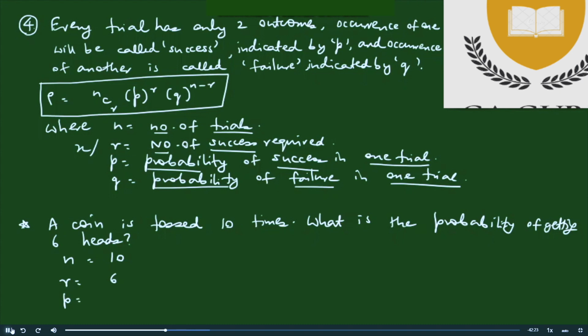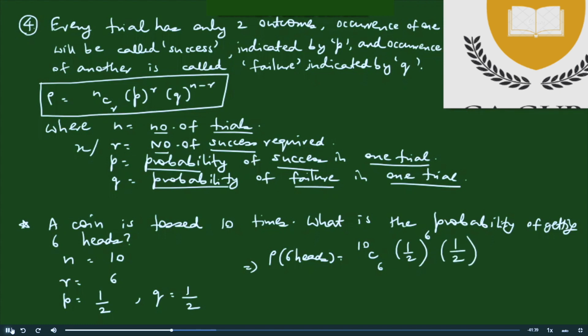What is the probability of getting a head? P is the probability of success in one trial. In every trial, we will get a head 0.5 of the time, or 1 by 2. In the same way, what is failure? Not getting a head means getting a tail. So that is also equal to 1 by 2. Now let me do the probability required. P of 6 heads is equal to NCR, N is 10, C, R is 6, into 1 by 2 to the power R, R is 6, and Q is 1 by 2 to the power N minus R, which is 10 minus 6, which is 4. So this is the answer: 10C6 into 1 by 2 to the power 6 into 1 by 2 to the power 4.